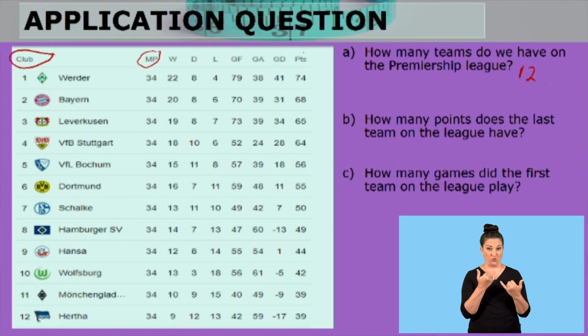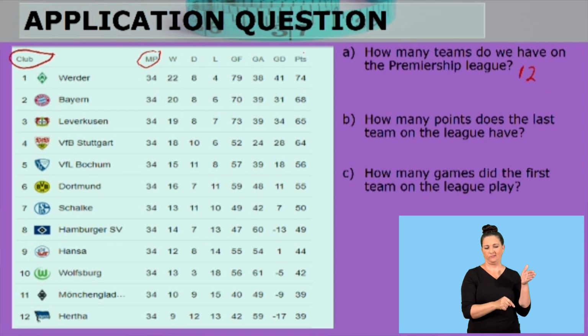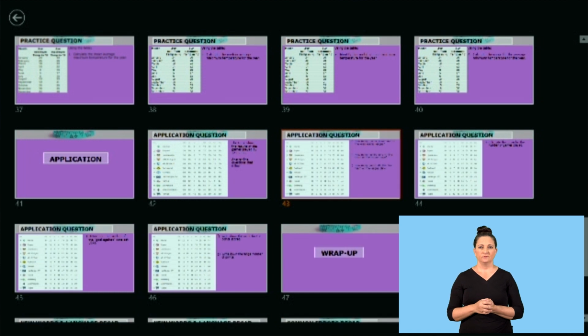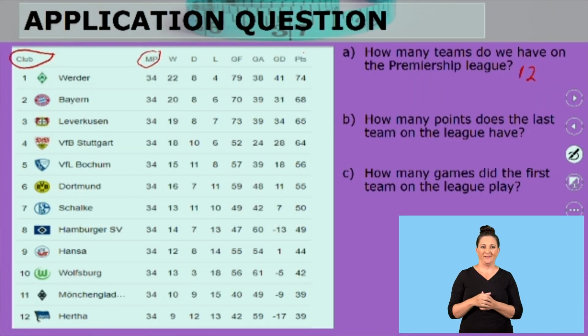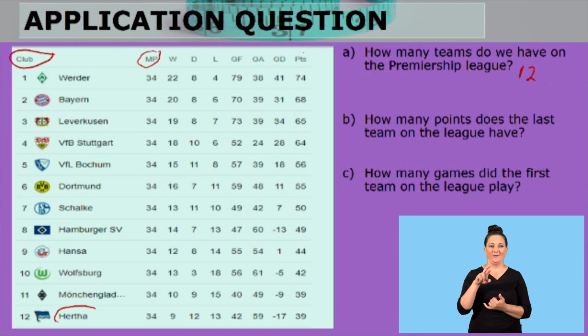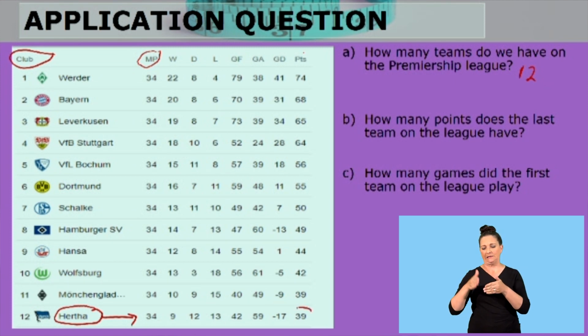So if I look at this, the table is arranged from winners first, right down to the last team, 12. So the last team is Hertha, right here at the bottom. How many points do they have? Looking across, points at the end, right there, 39. They have 39 points.